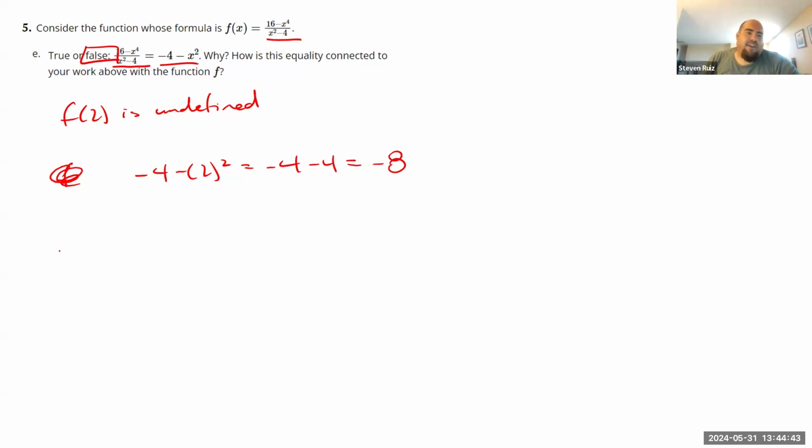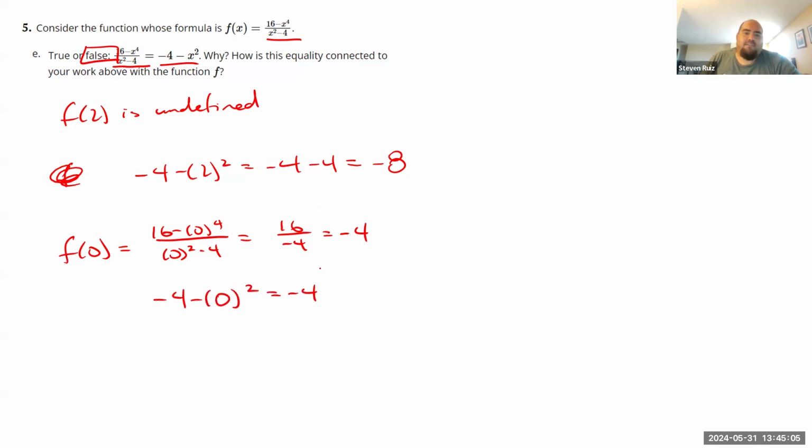You can pick your favorite value of x if you want, but let's just do f of 0. What is f of 0? 16 minus 0 to the 4th over 0 squared minus 4. That comes out to be 16 over -4, which is -4. Is that also going to work when I plug in 0 to the other expression? It absolutely does. So that really is the only x value where this is going to disagree, but all you need is 1. So that one disagreement is enough to give you an answer of false here.